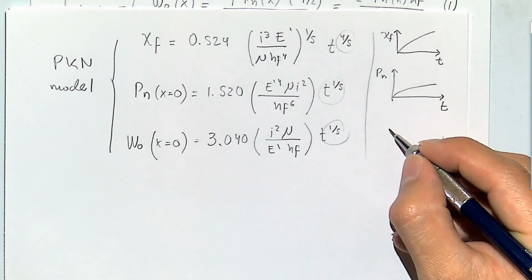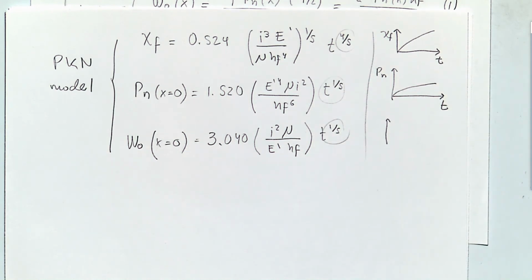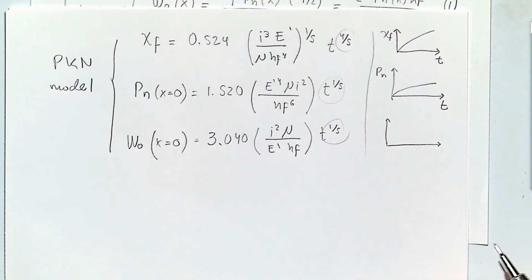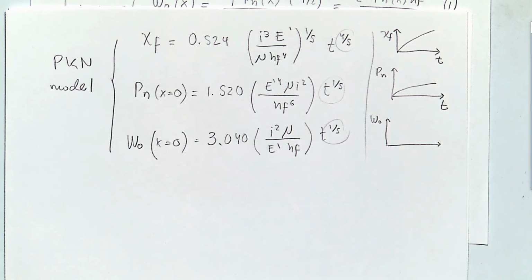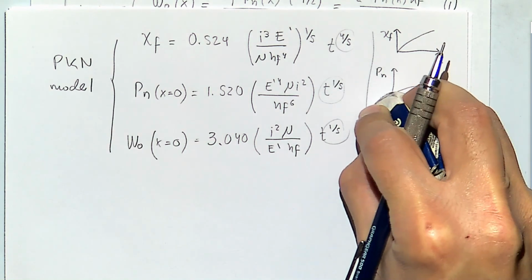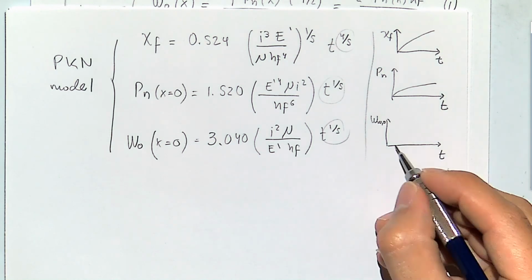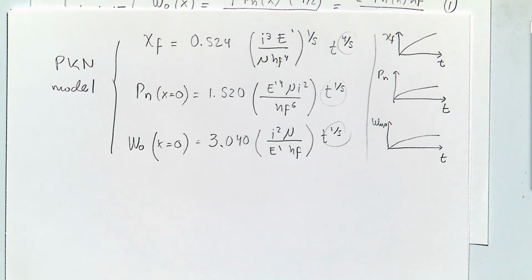And that makes sense. The net pressure should increase because every time you are opening a bigger and bigger fracture, and you're flowing more and more fluid into a fracture. And the last equation also makes a lot of sense. It tells you that the width of the fracture at the wellbore, sometimes called W naught, is also going to increase, and is going to be proportional to time to the power of 1/5.